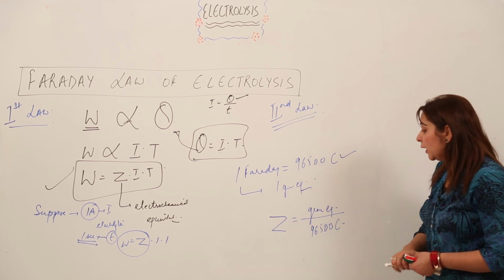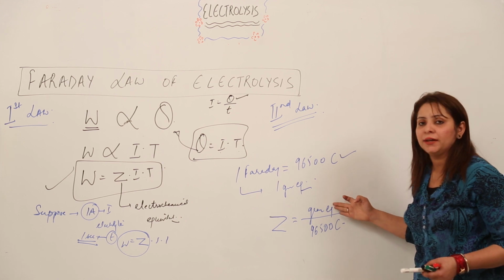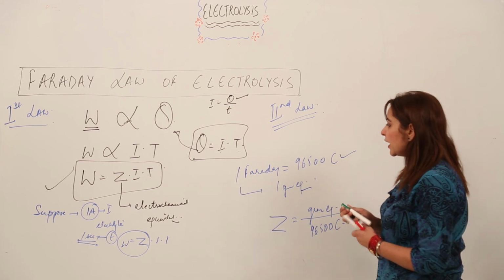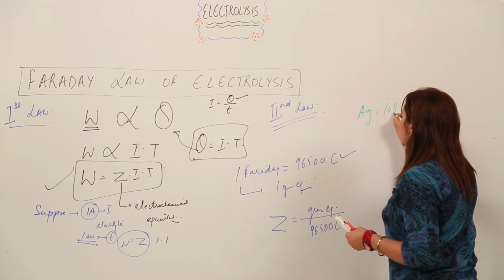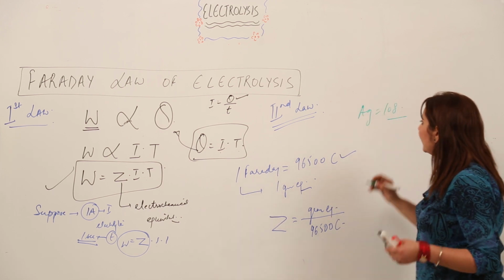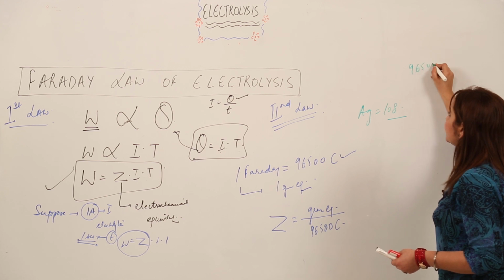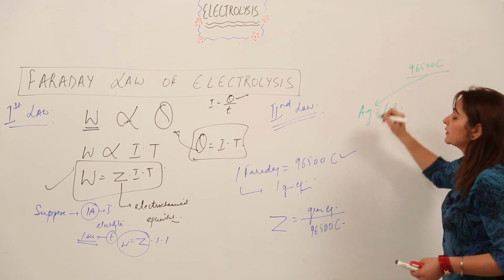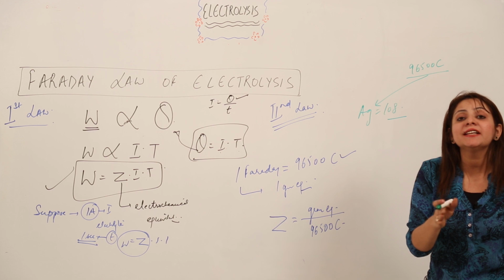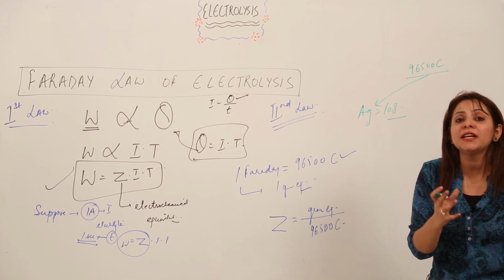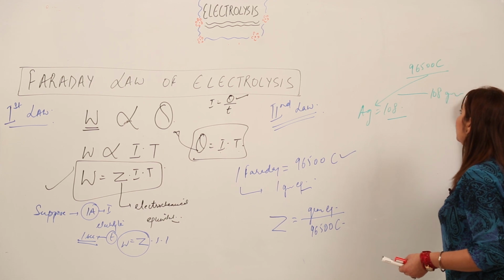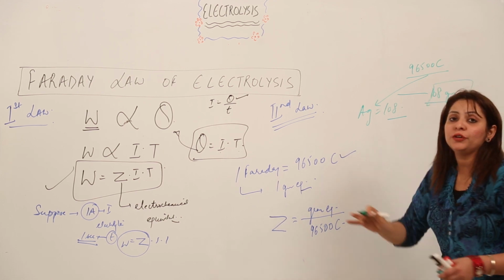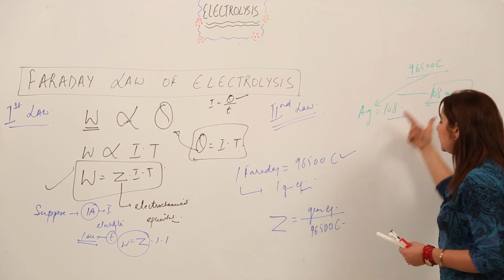Now the question must be coming to your mind: what is this gram equivalent? Let me take an example. The mass of silver is 108, you know that, right? When I pass 96500 coulomb of electricity through an electrolyte containing silver, how much weight of silver do I get? I get 108 gram of silver. So this is the gram equivalent weight.